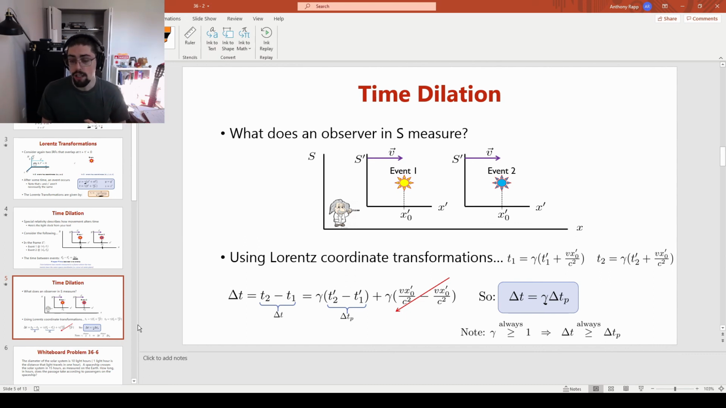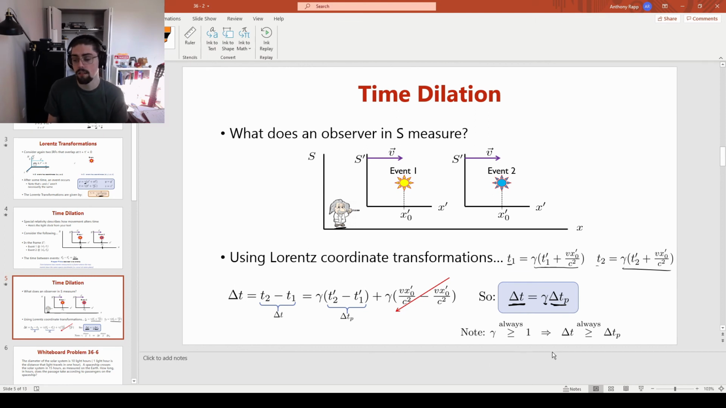But if we use the Lorentz transformations, if we say, okay, well, T1 must have happened at this time, and T2 must have happened at this time, then a lot of things actually end up canceling out. And what we're left with is that you can find how anybody else would record that time, delta T, as gamma times the proper time. So if our cartoon Einstein here is measuring, he is going to measure our delta t, whereas the person walking in S prime measures the proper time.